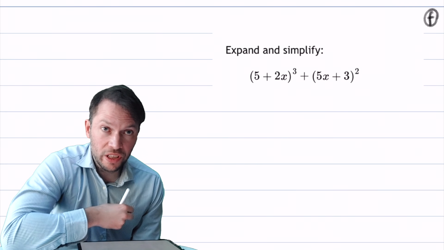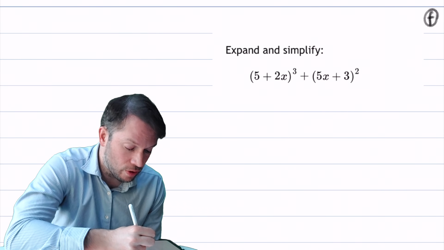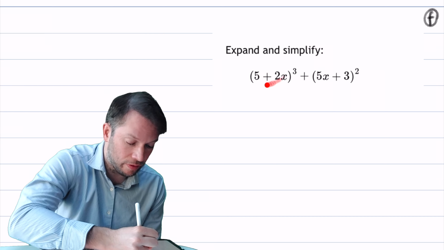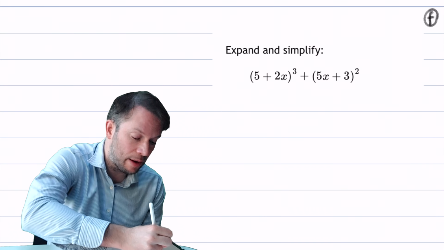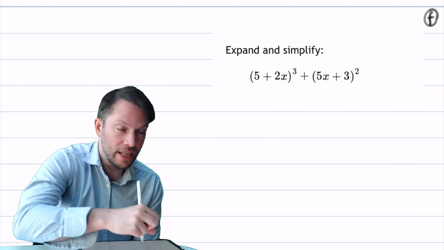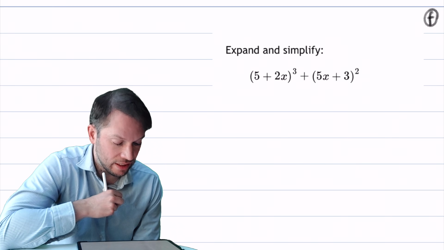In this final video on expanding three brackets, we're going to do two different expansions. So we've got (5 + 2x) cubed, and we've got (5x + 3) squared. And then we're just going to simplify it by collecting like terms.